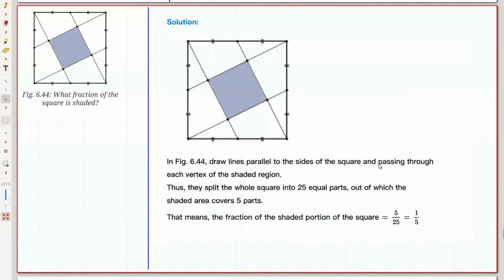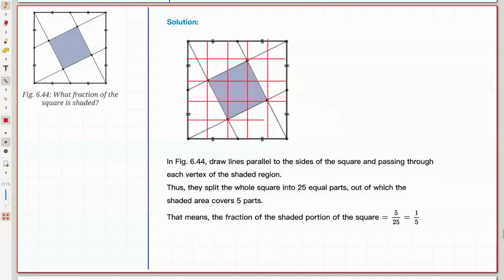I'm drawing lines parallel to the sides of the square and passing through each vertex of the shaded region. This 1, 2, 3, 4 is our shaded region. I'm just drawing a parallel line to the given vertex, horizontally. It is coming like this. Next, next, and next.